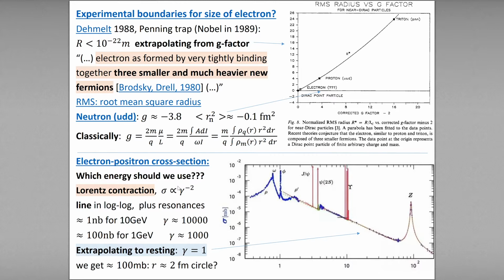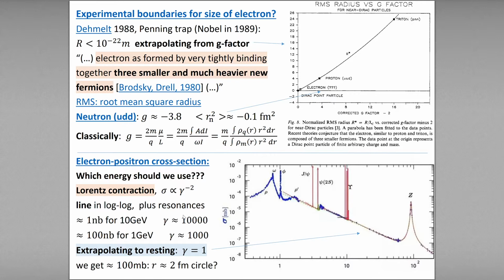In a natural way, to ask about the size of the electron is scattering with a positron. Here is the plot of the cross section for energies from 1 to 100 gigaelectron volts. What can we see? We can see some linear trend plus some resonances corresponding to particles. But this is huge energy, this is gigaelectron volts. So this is the gamma, this Lorentz contraction is in thousands. So here we are not asking about the electron, but about a Lorentz contracted electron.